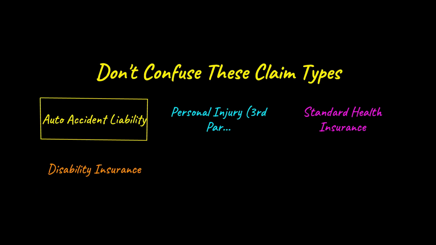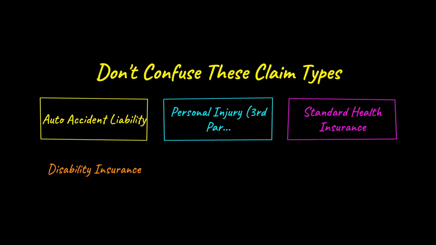Auto accident claims go through auto insurers. Personal injury claims may pend behind settlement. Standard health claims go to the patient's regular plan. And disability insurance covers wage replacement through a separate carrier entirely.